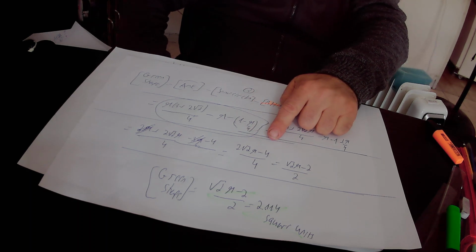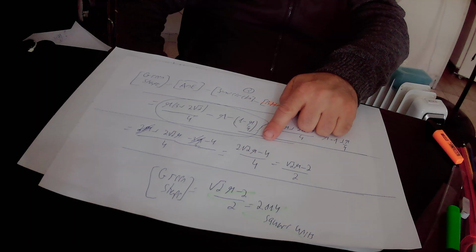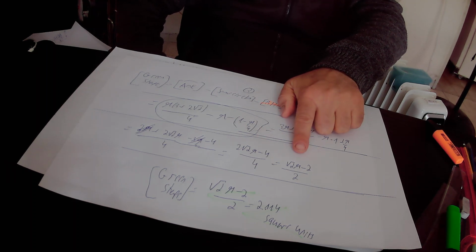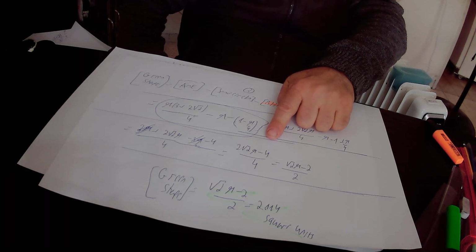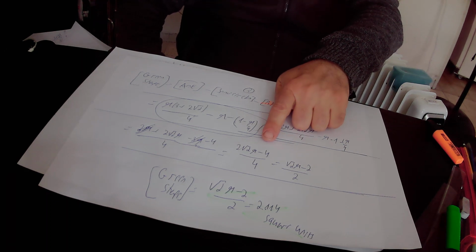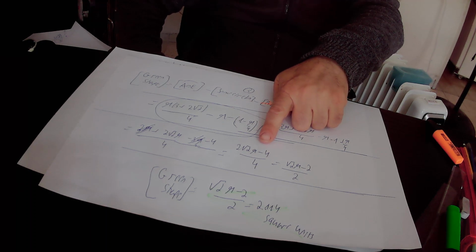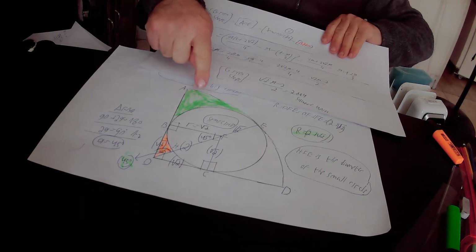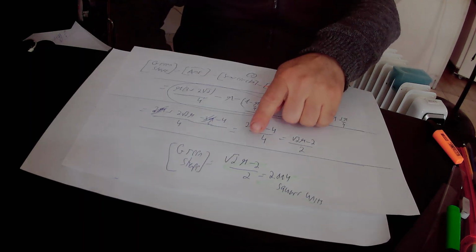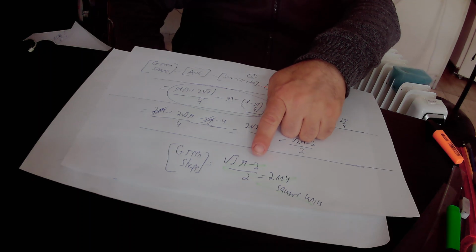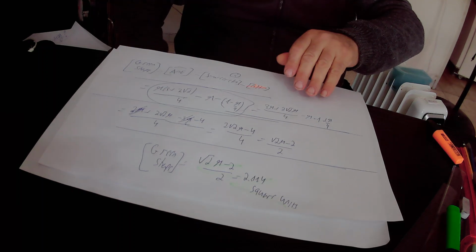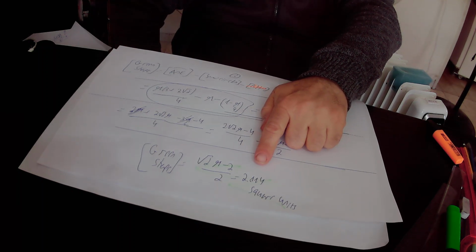Here we divided both the numerator and the denominator of this expression by 2. 2 times root of 2 pi over 2 is square root of 2 times pi, and minus 4 over 2 is minus 2. We have to divide the denominator of 4 also by 2. 4 over 2 is 2. So in conclusion, we found out that the area of this green shape is equal to square root of 2 pi minus 2, over 2 square units, or in terms of numbers, the area of this green shape is equal to 2.114 square units. Okay, thank you very much.